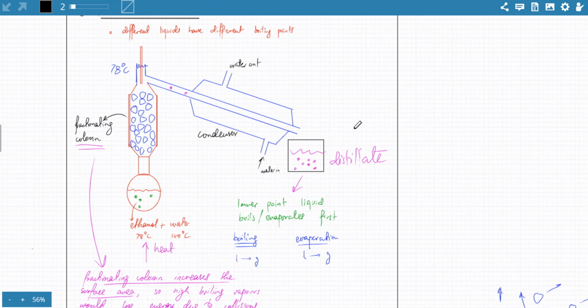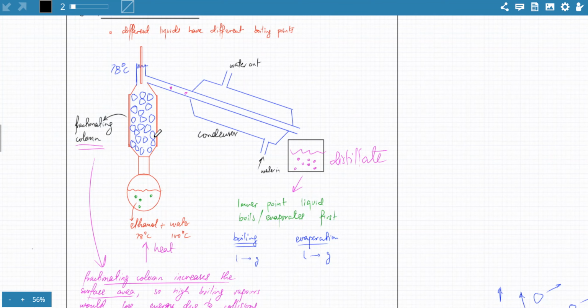And then water would boil. The thermometer would tell you which one is boiling. If it's showing 78 degrees centigrade, that means ethanol is the one that's boiling, and the particles reaching the other end are ethanol molecules. Why do you have a fractionating column? Why was a fractionating column needed?